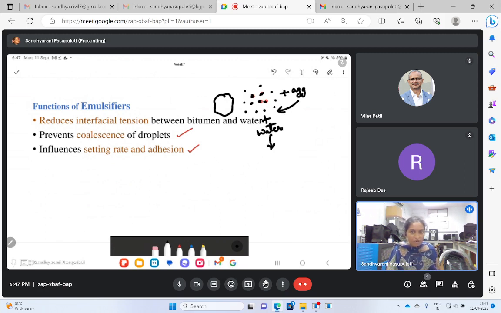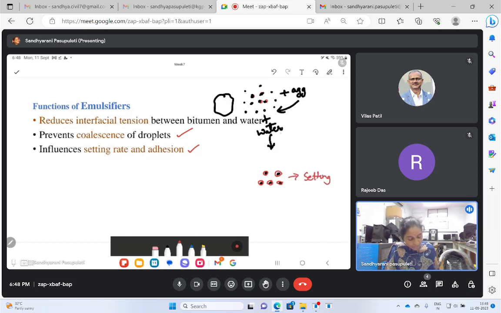What happens when the water is evaporated? We will have only the small bituminous particles. In addition to that, on the surface there is still the cationic charge. As long as this emulsifier is still staying on the surface of the bituminous particles, they are still away from each other. But we want all of them to be together to coat the aggregate particles. So this process is called setting.